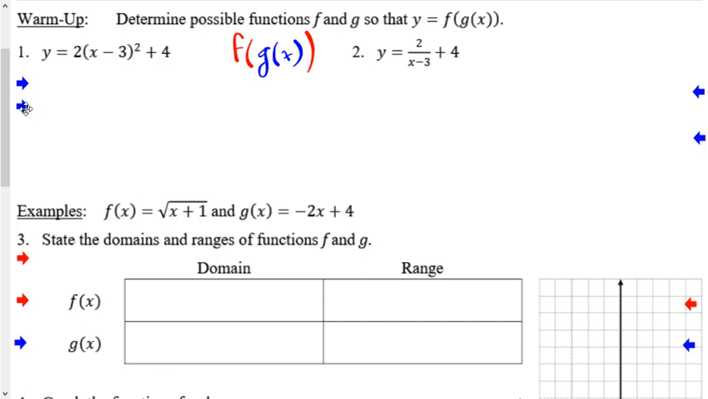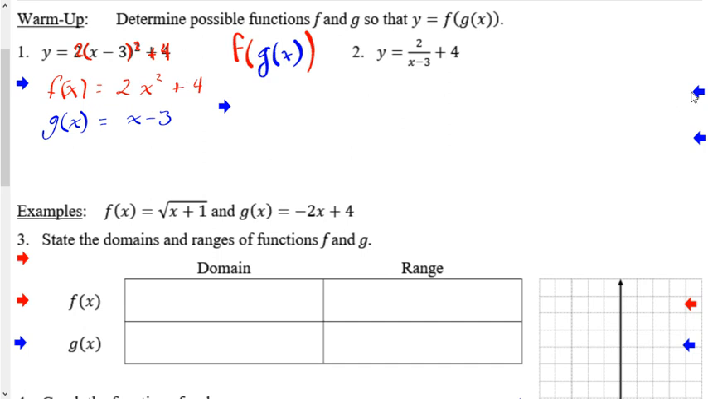Here's a second option. Suppose I said, let's say that my f of x function includes this 2 out here, and then x squared plus 4. So that's all of my f of x function. What's going to go inside in place of the x? Well, that'll be the x minus 3. So there's a second possible answer for question 1. Again, as I said earlier, there are all kinds of different possible answers.